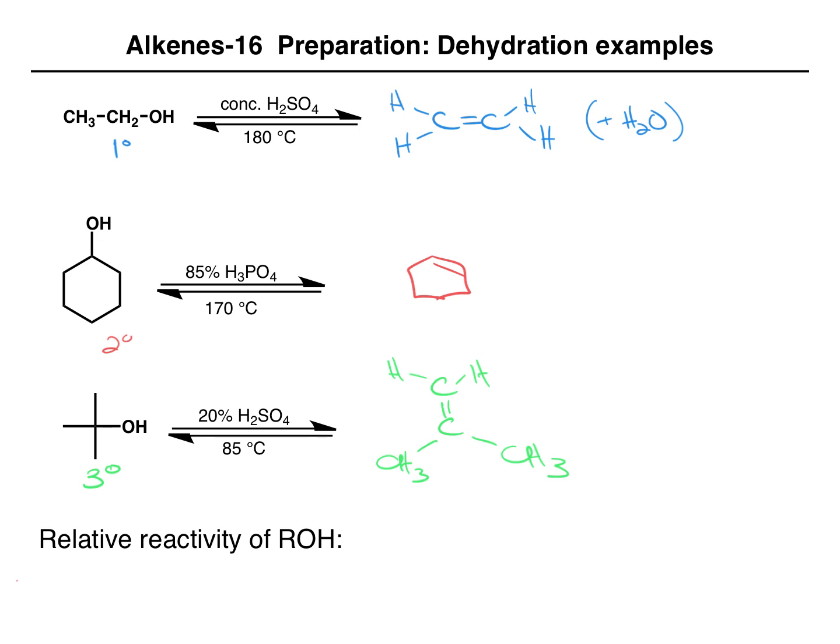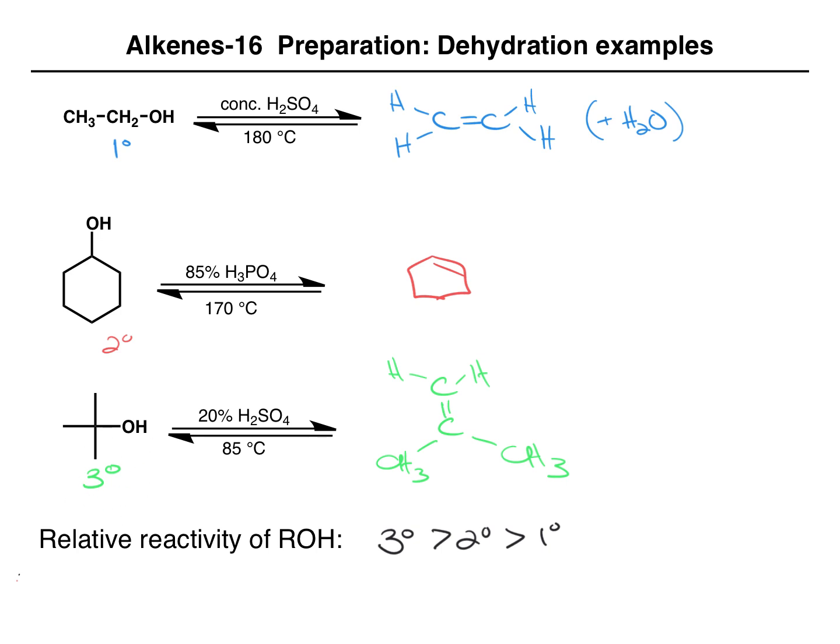So we can see that dehydration works for primary or secondary or tertiary alcohols. It doesn't work with methanol because you can't make an alkene when you only have one carbon. But dehydration can be carried out on primary, secondary, or tertiary alcohols. The relative reactivity that has been observed is that tertiary alcohols react faster than secondary alcohols, which react faster than primary alcohols. We can see this in the conditions that are being used.